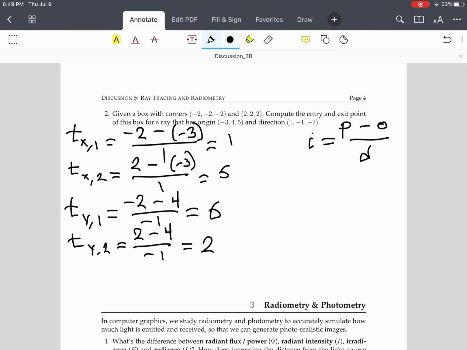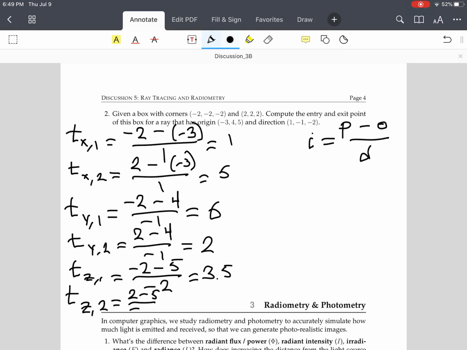Okay, and then last but not least, tz1 is going to be -2 minus 5 over -2, right? So that's going to be -7 over -2, so 3.5. And then the last intersection is equal to 2 minus 5 over -2, right? So that's going to be 1.5. Okay, so what does this mean? We have these numbers. What do they actually mean?